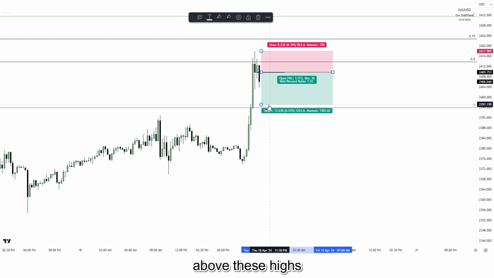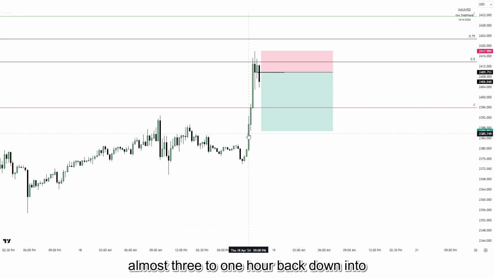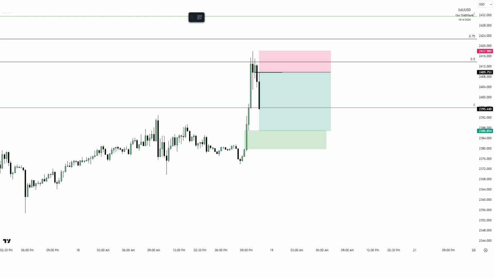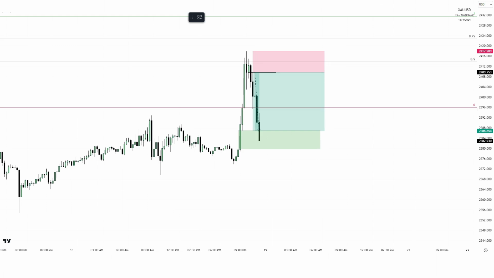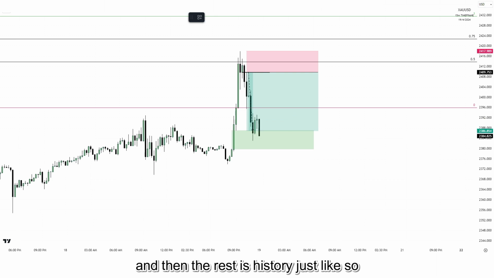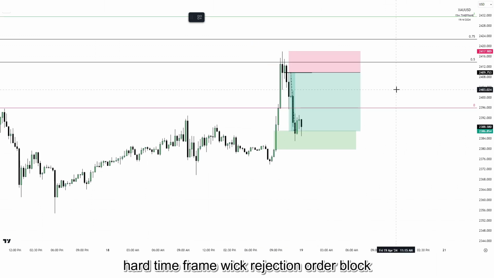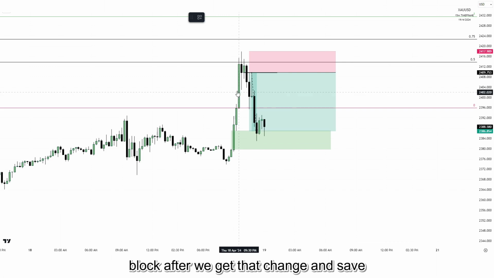Stop loss back above these highs, and let's go for an almost 3-to-1R back down into this bullish fair value gap. Let's see what happens. Price then taps us into that bearish order block, and then the rest is history. Just like so, super solid 3-to-1R trade using that higher time frame wick rejection order block level into that lower time frame M15 order block after we get that change in state of delivery.